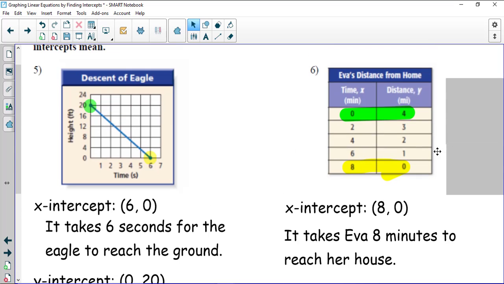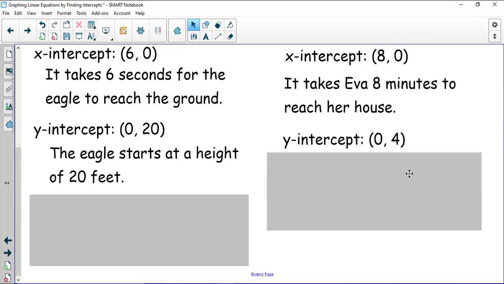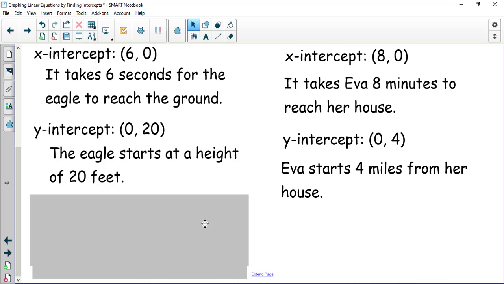And what that means for us is that in 0 minutes, Eva is 4 miles from home. So that's going to be her starting location. So we can say that Eva starts 4 miles from her house, or she's located 4 miles away from home.